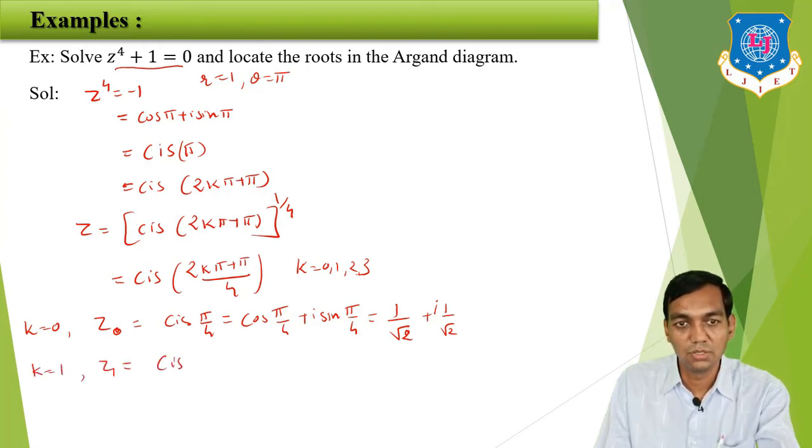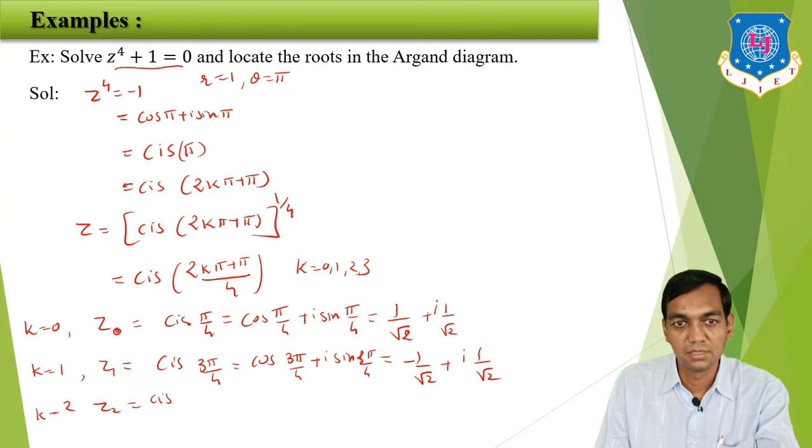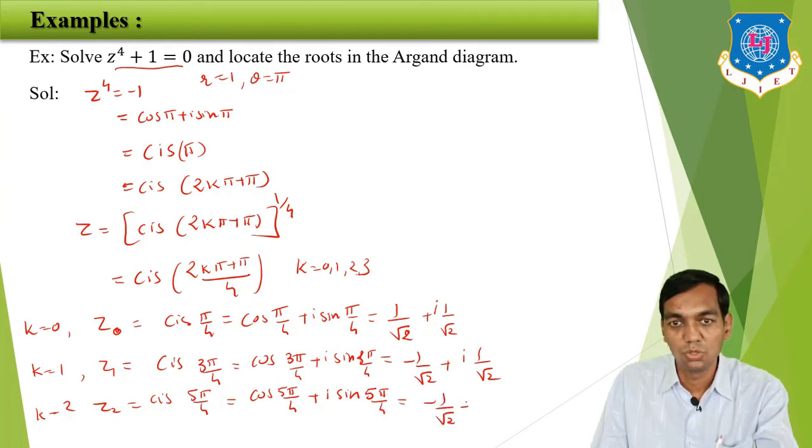K is 1, then you will get cis 3 pi by 4. So cos 3 pi by 4 plus i sin 3 pi by 4. Cos is negative in the second quadrant, so minus 1 by root 2 plus i into 1 by root 2. K is equal to 2, then Z2 will be cis 5 pi by 4, and that will be cos 5 pi by 4 plus i sin 5 pi by 4, that is minus 1 upon root 2 minus i into 1 upon root 2.